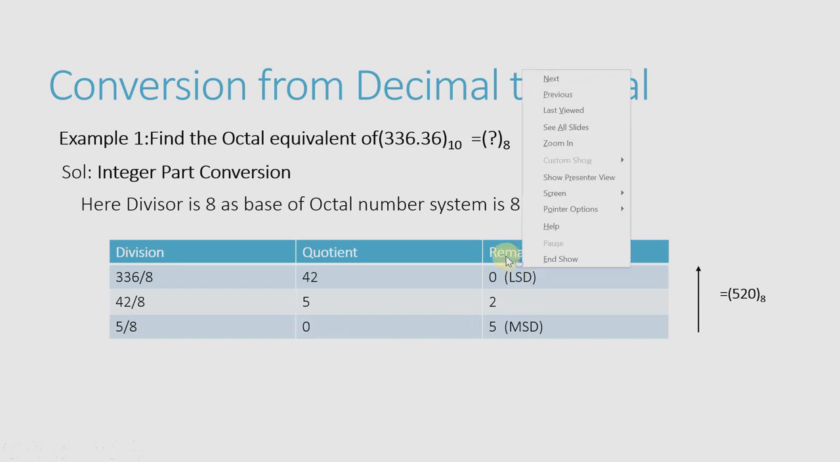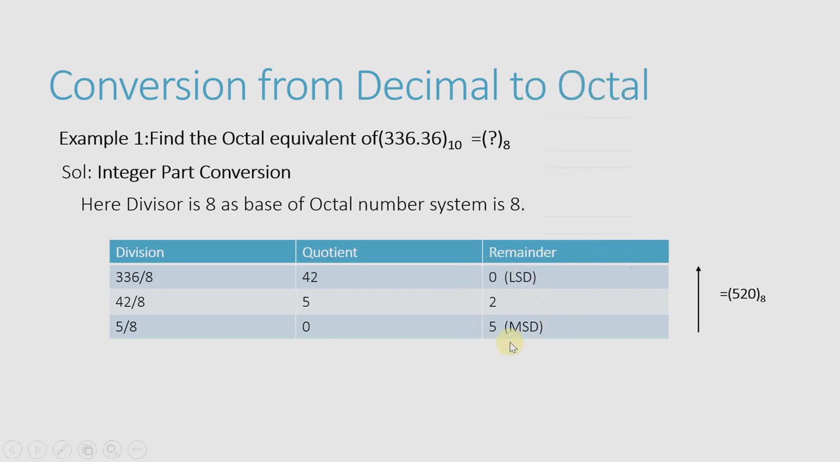Again, now we have to look up the remainder part, and we have to write it from the most significant digit to the least significant digit. That is, we write it from the downward to upward direction, that is 5 to 0, instead of writing 0 to 5. The process is the same. Now the thing that changes is that the divisor becomes 8.